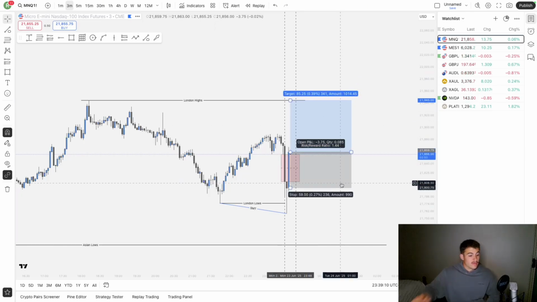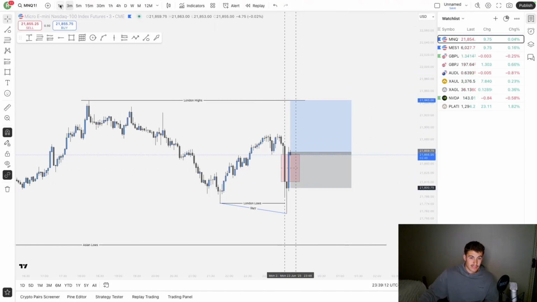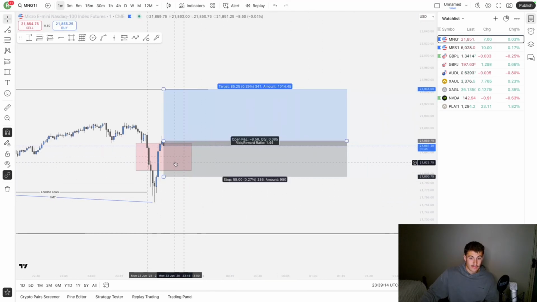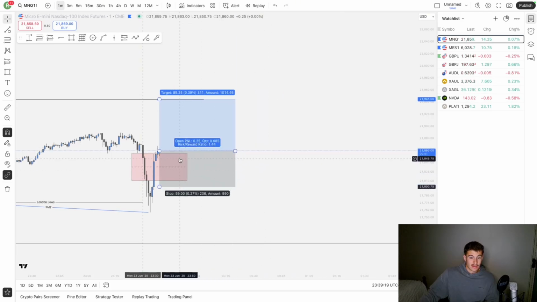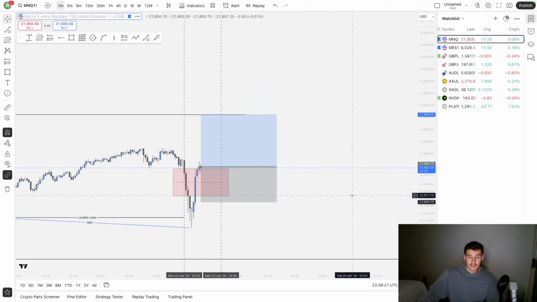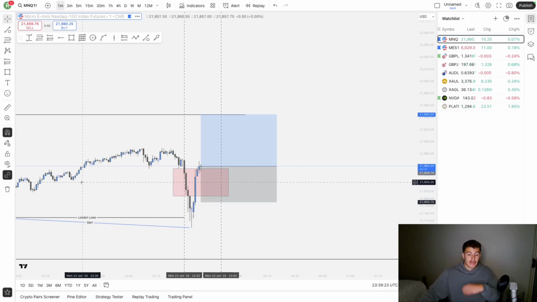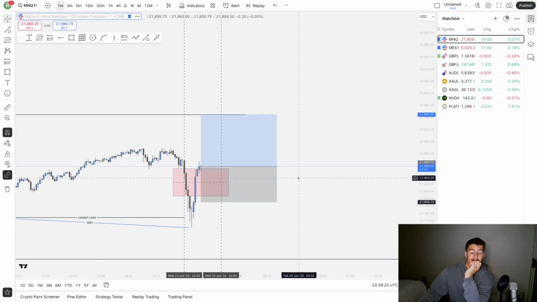But all in all, if you scale down to the 1 minute time frame here, you can see that we've created an imbalance in here. So very high chance that we are going to want to come and fill this in at some stage anyway. So that's sort of something I'd be considering.